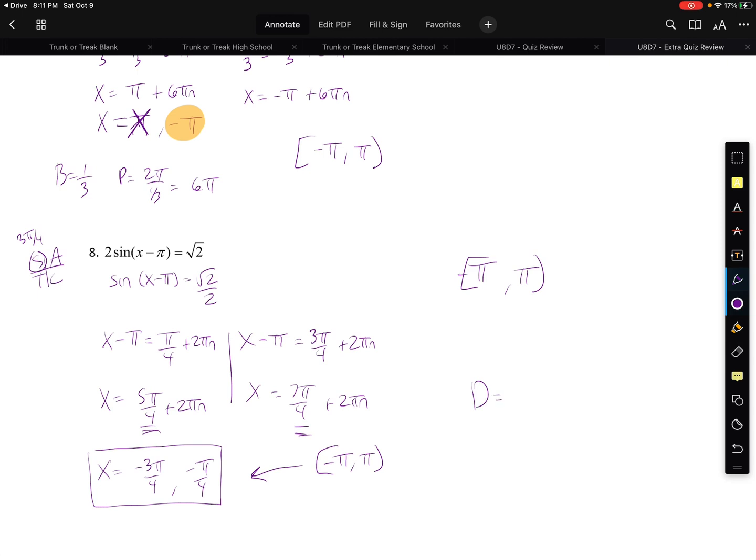If our domain was from 0 to pi, we'd have a different answer, right? Then it would be x equals 5 pi over 4 and x equals 7 pi over 4. But everything we do is based off the domain we have. So we have to make sure we check that. We have to make sure that it makes mathematical sense.